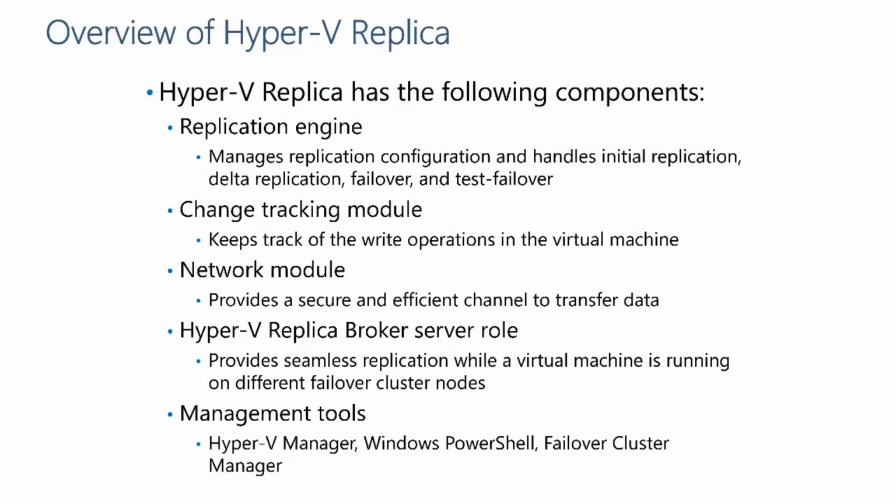We can also change tracking modules. So obviously we need to know if there's been changes. Keeps track of the write and operations of the virtual machine. And there's a network module which provides a secure, efficient channel to transfer data. There's a Hyper-V Replica broker server role, which provides seamless replication while the virtual machine is running and on a different failover cluster node. The management tools that we do this with is the Hyper-V Manager, the PowerShell, or the Failover Cluster Manager.